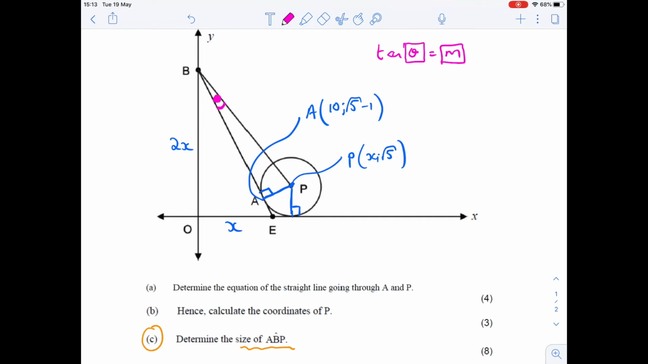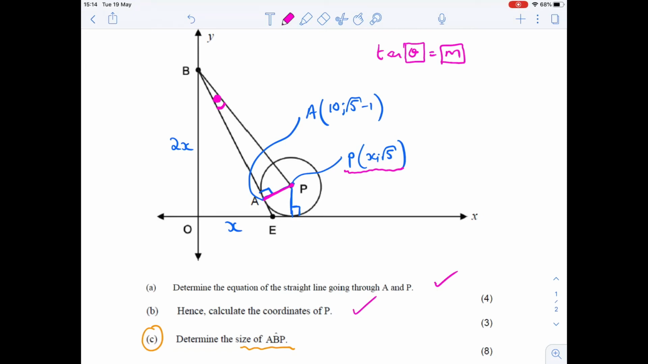Now let's look at what we've got before. We found the equation of the line AP in part A, and then in part B, we found the coordinates of P, which were x and root 5. X we found out, it'll be on the memo. So now we have a look and we think, okay, in terms of the big picture, and it's always useful to have a working plan first.